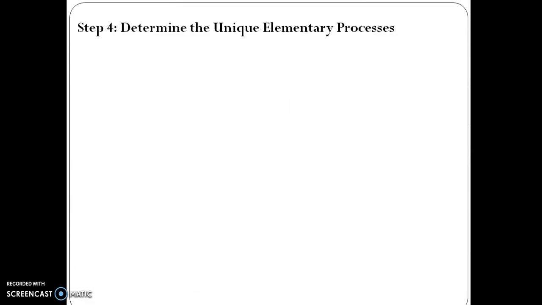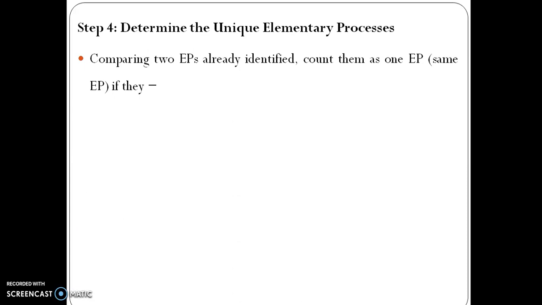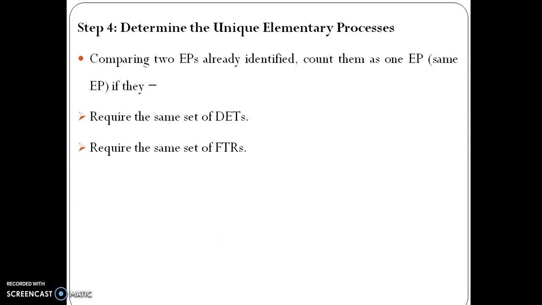Determine the unique elementary process. Comparing two EPs already identified, count them as one EP if they require the same set of DETs, require the same set of FTRs, and require the same set of processing logic to complete the EP.